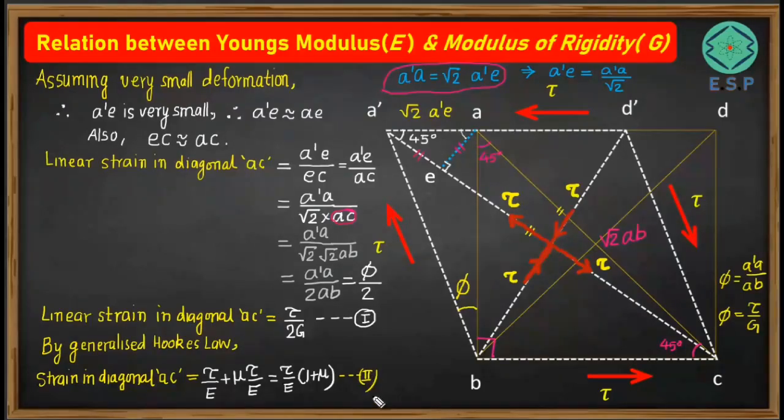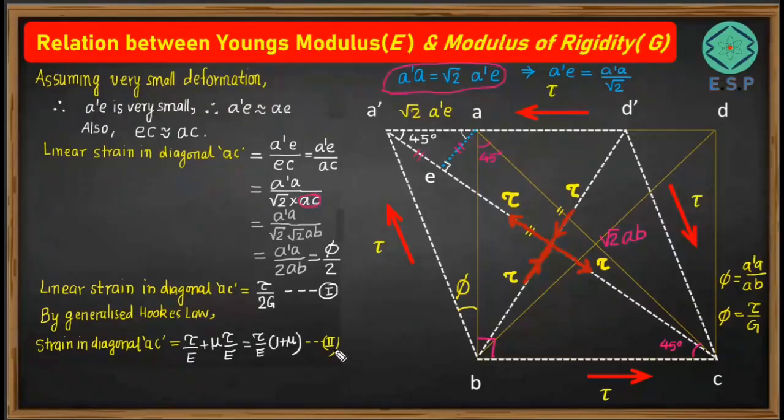So from equation 1 and 2, this is also the linear strain in the diagonal, and this is also the linear strain in the diagonal. So both are going to be equal. Okay, so we are going to equate them. Both equation 1 and equation 2 represent the linear strain in diagonal AC, so we can equate them.